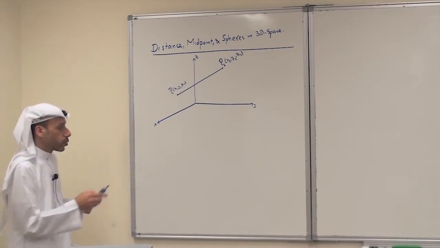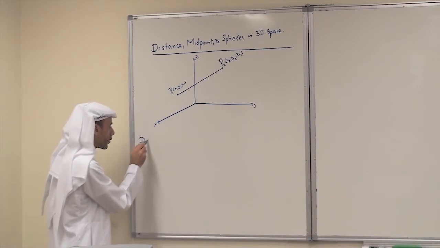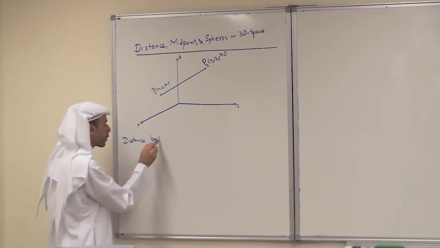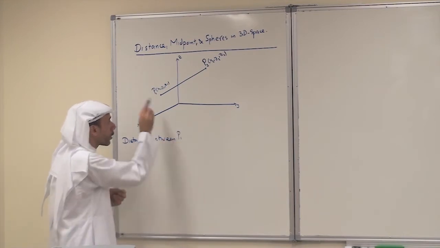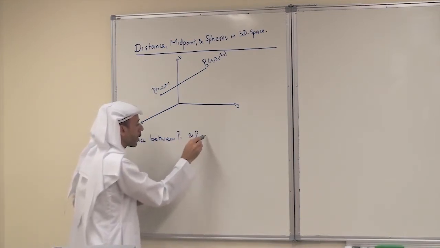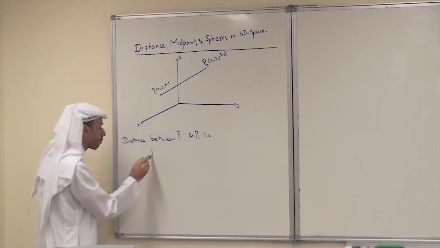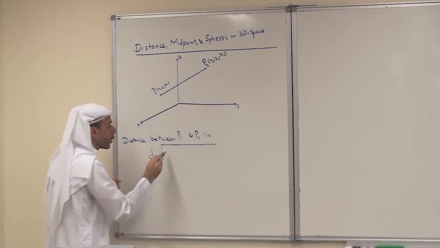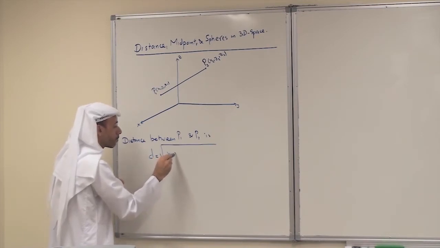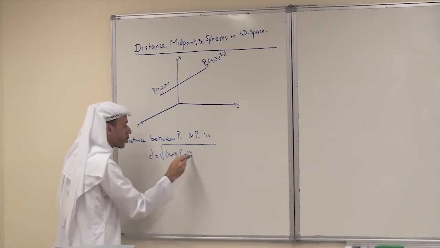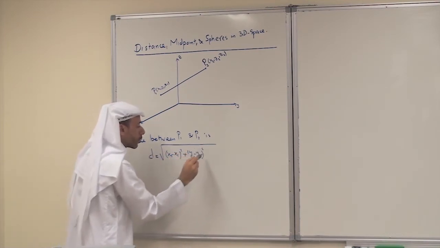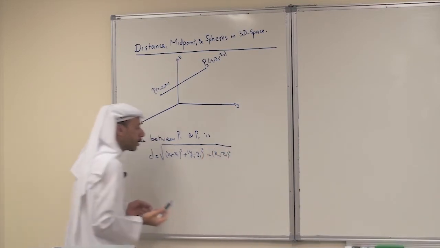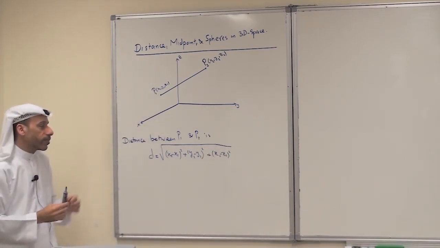Well, how to find the distance between these two points? So the distance is a generalization of the distance formula in the plane. The distance between P1, the given point, and P2 is given by the following formula: D for distance equals the square root of, we just subtract the corresponding coordinates, x2 minus x1 squared plus y2 minus y1 squared plus z2 minus z1 squared. This is the formula for the distance between two points in three space.